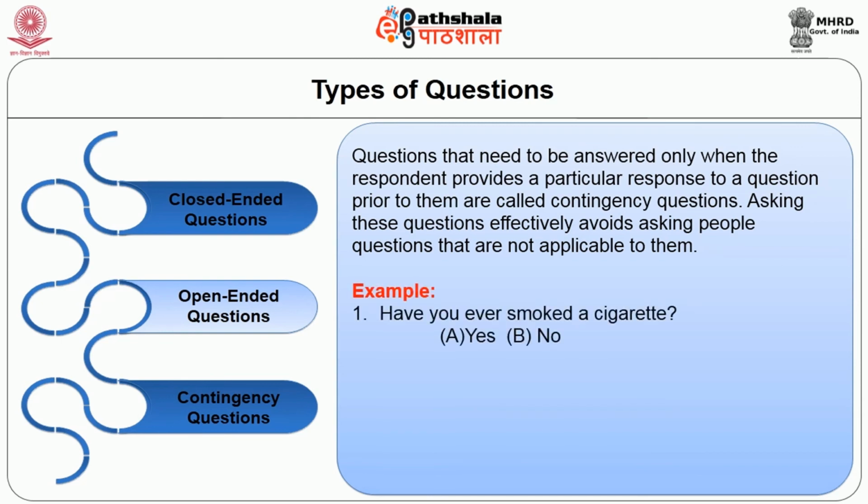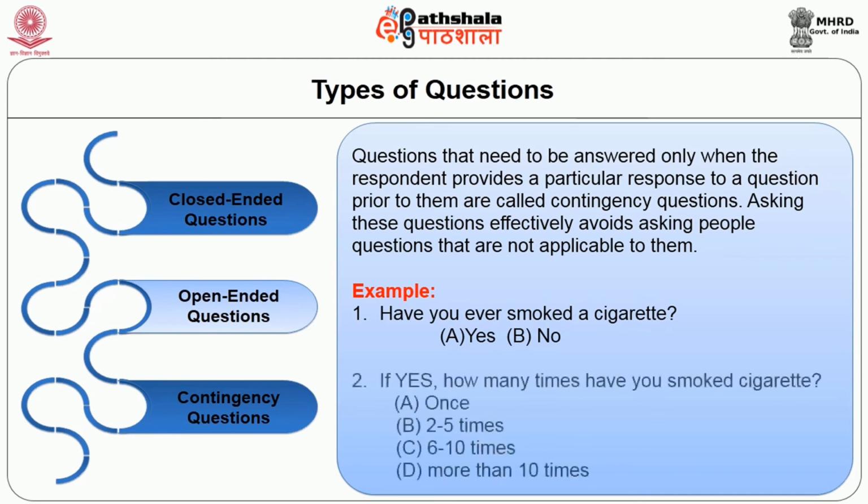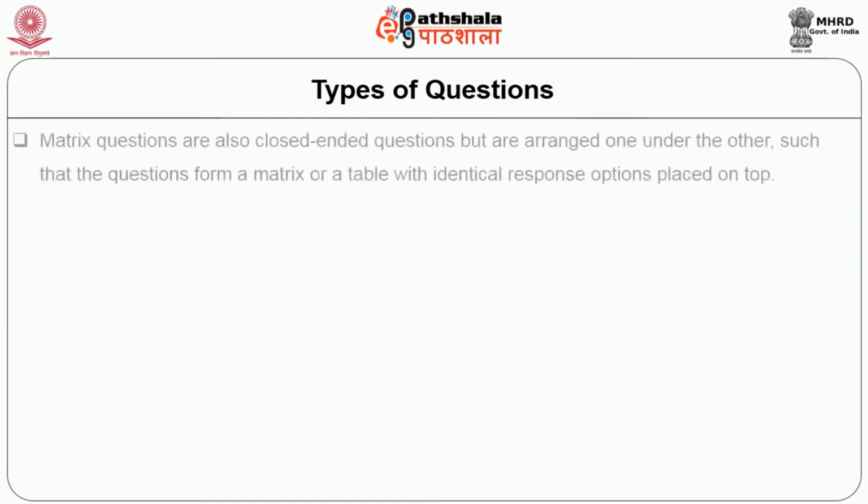For example, have you ever smoked a cigarette? Yes or no? The next question is, if yes, how many times have you smoked? Once, 2 to 5 times, 6 to 10 times, more than 10 times. The question that is asked second is what we refer to as a contingency question following up a closed-ended question.